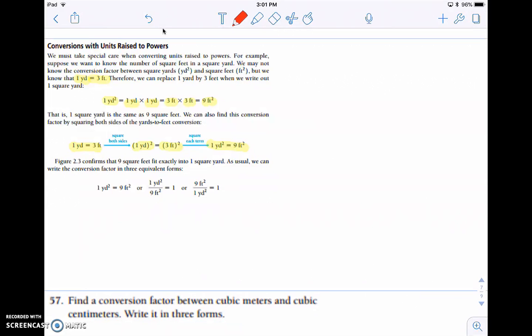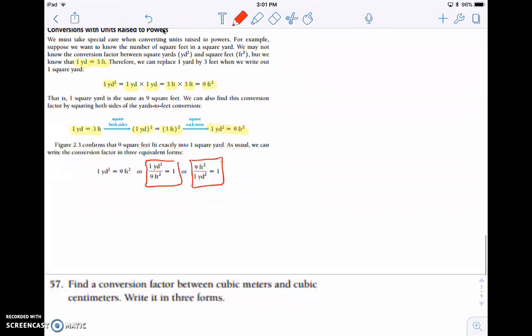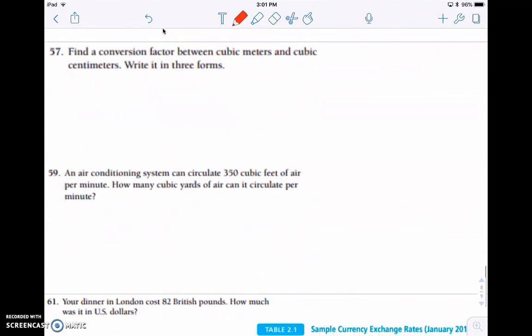And so our conversion fractions that are always equal to 1: we have 1 yard squared over 9 feet squared is equal to 1, or 9 feet squared over 1 yard squared is equal to 1, depending on the situation we're using. So that's just one thing to be careful with. If we go into 3 dimensions, it's the same thing: we'd multiply it by itself 3 times, or raise it to a 3rd power. Okay, so let's look at that here in number 57.